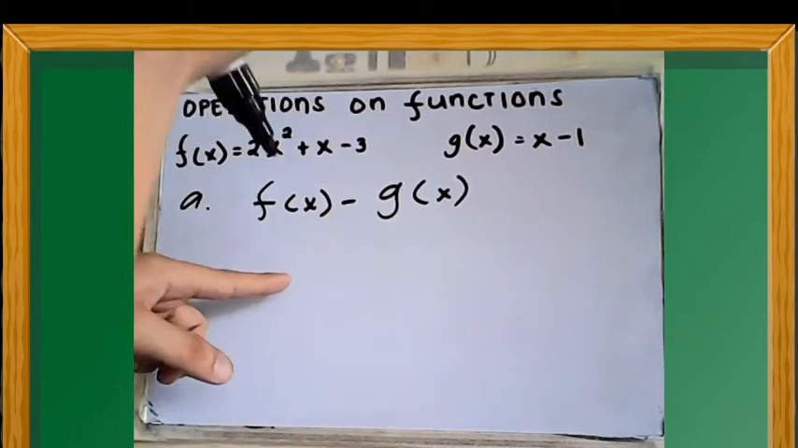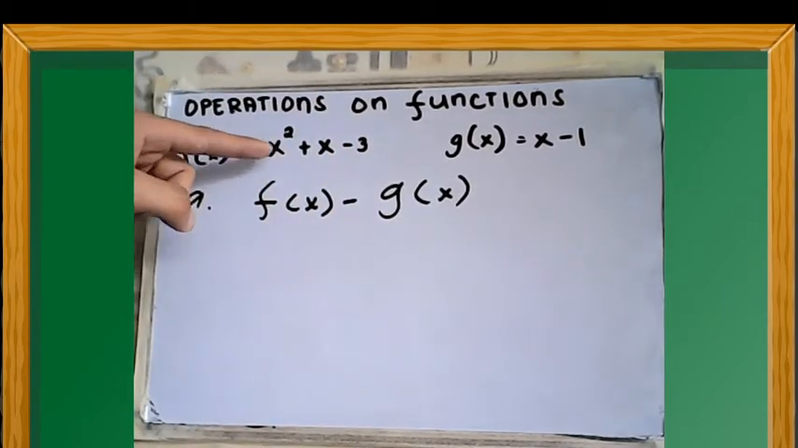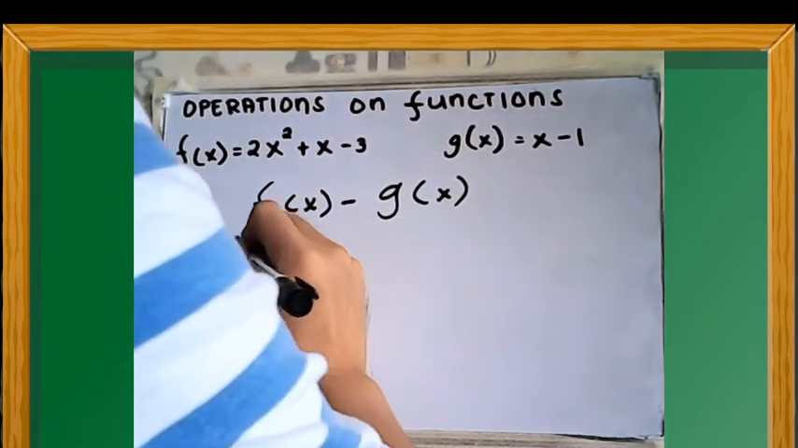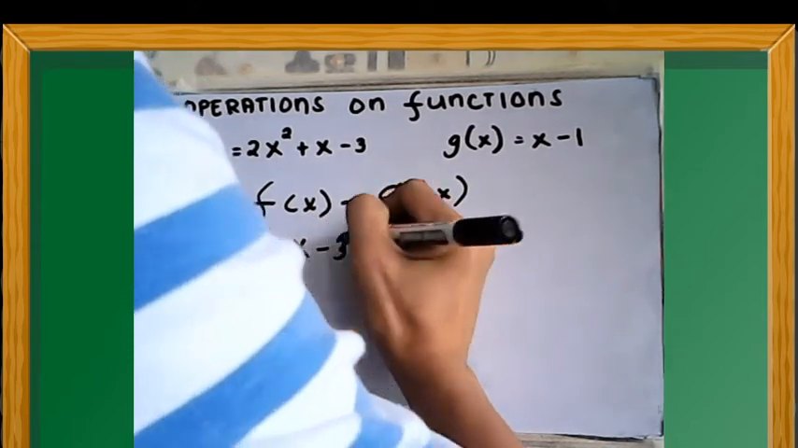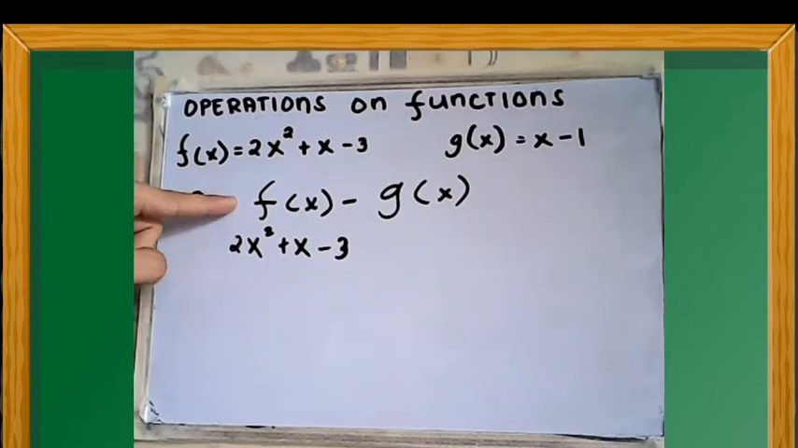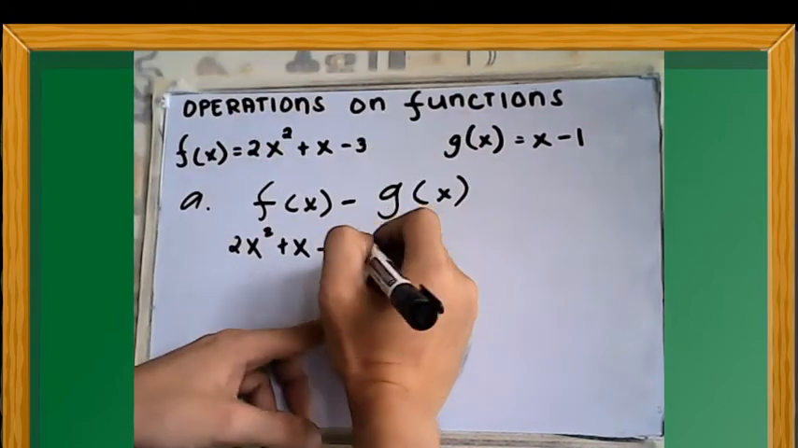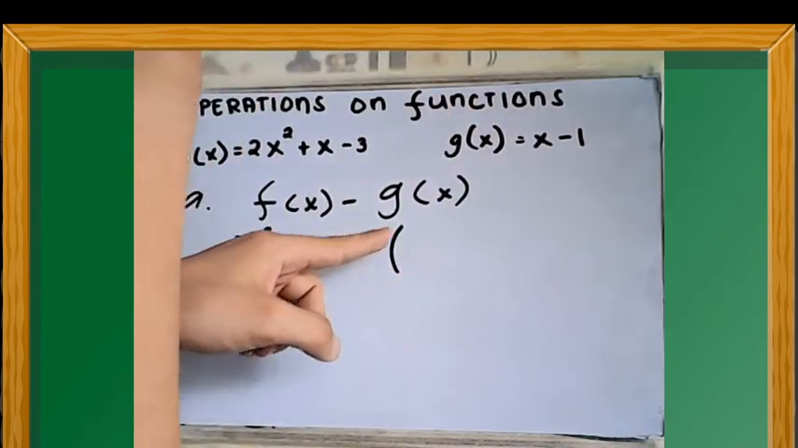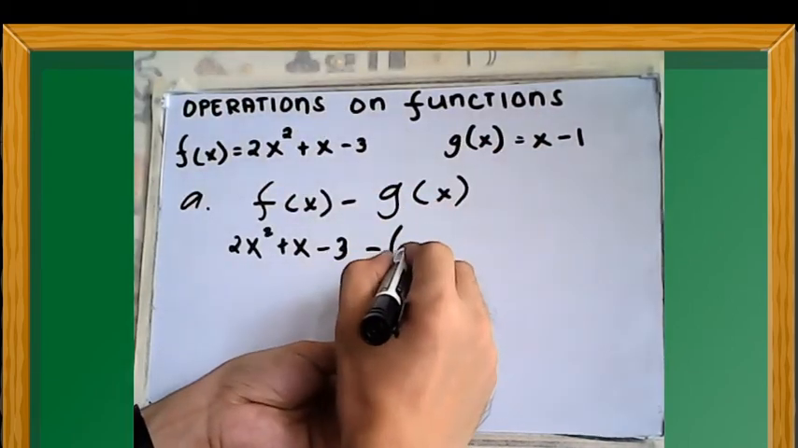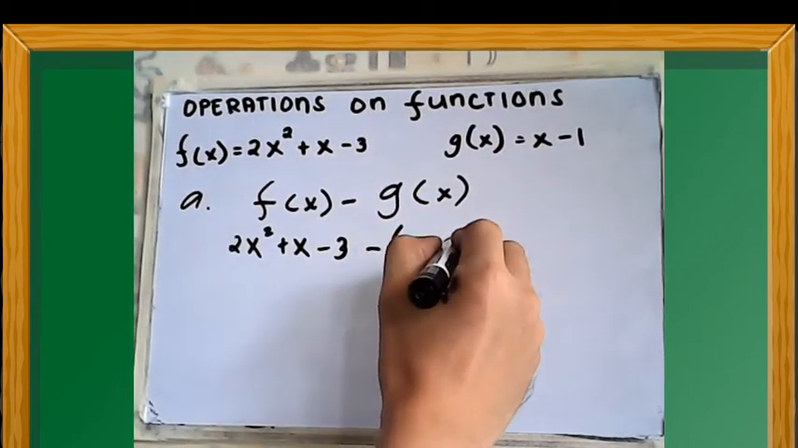So again, let's just change f of x to 2x squared plus x minus 3. So since this is the value of f of x, and then minus, so here we should put parentheses, g of x is x minus 1.